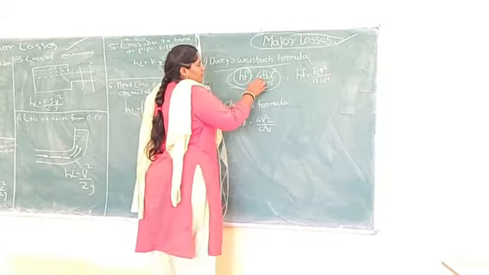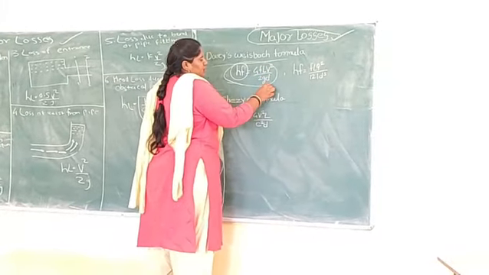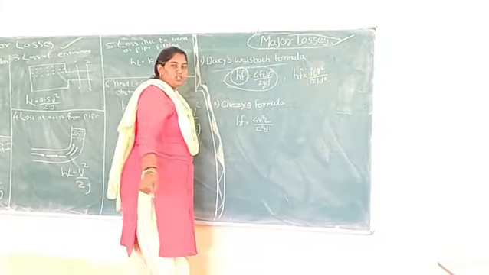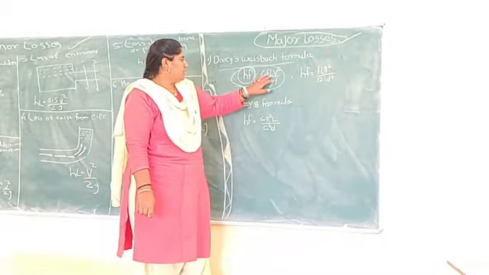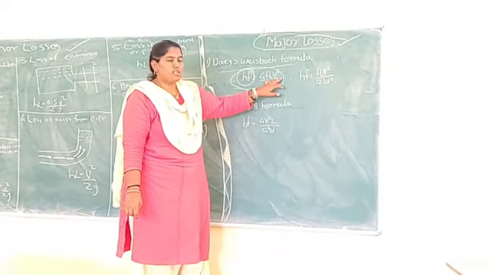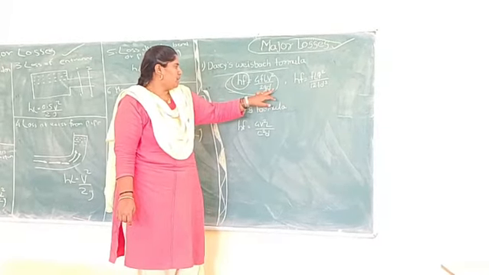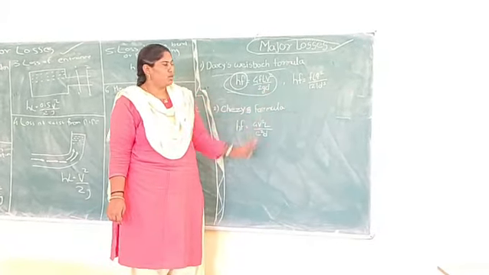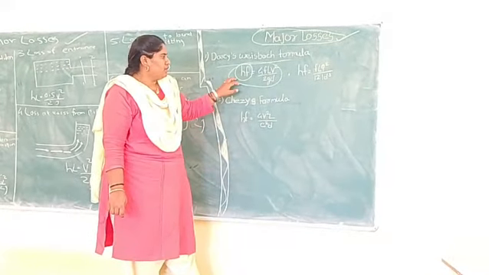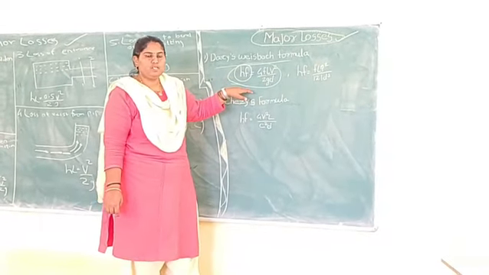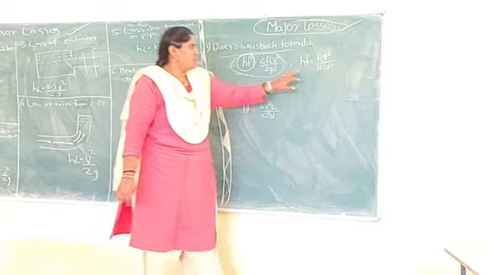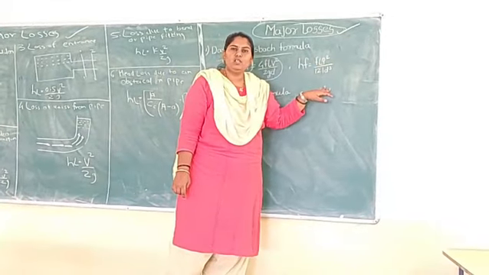The formula is HF equals 4FLV square upon 2GD, where F stands for the friction factor, L stands for the length of the pipe, V stands for the velocity, G stands for the acceleration due to gravity, and last one D is the diameter of the pipe. Again, there are two formulas: one is in the form of the velocity and the second formula is in the form of the discharge.